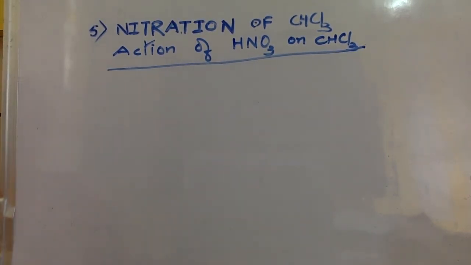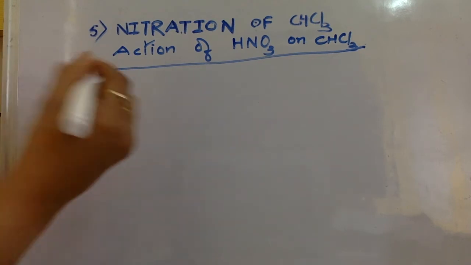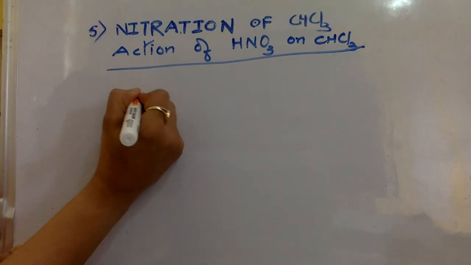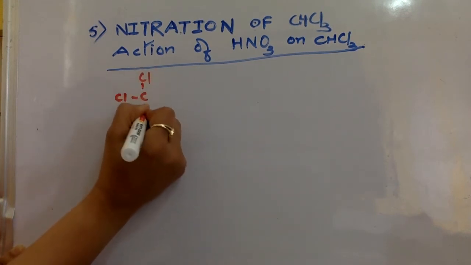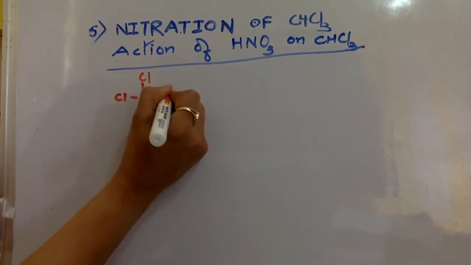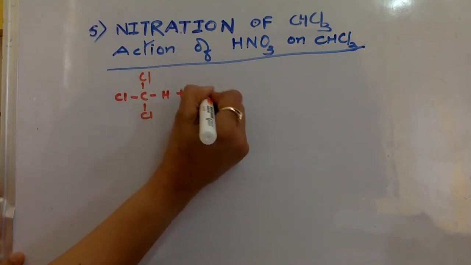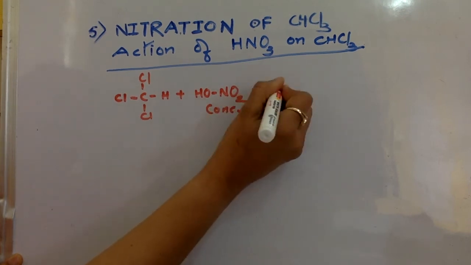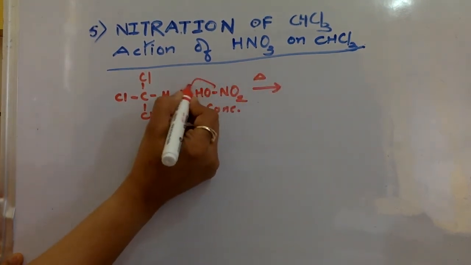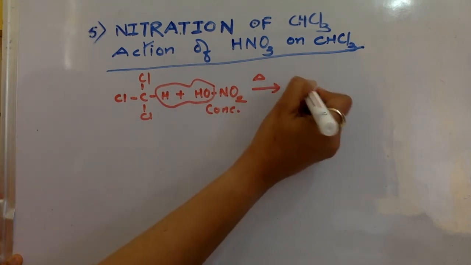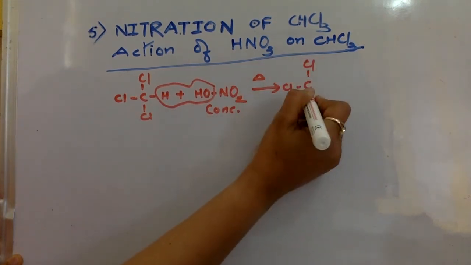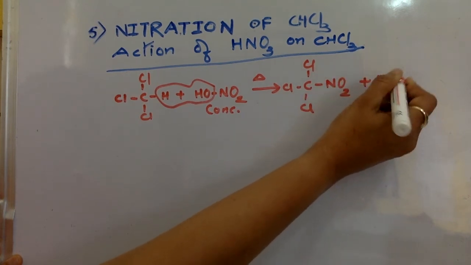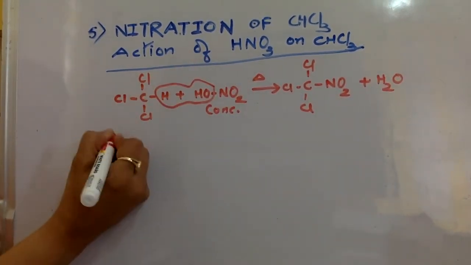Now students, again a simple reaction. I take chloroform, just taking chloroform. Now nitration. Concentrated nitric acid reacts with it, writing nitric acid as HONO2, highly concentrated, with heat. Acid is added, water is removed, and we get this structure plus a molecule of water. This is very easy. This is chloroform.